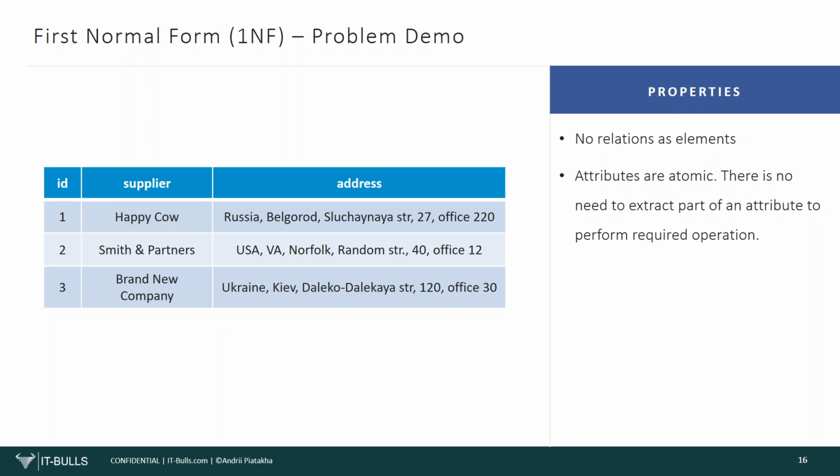The only way for you to do this is to extract the whole address, then parse it inside the program and take only the country value. That's why we can say that this table violates the first normal form.